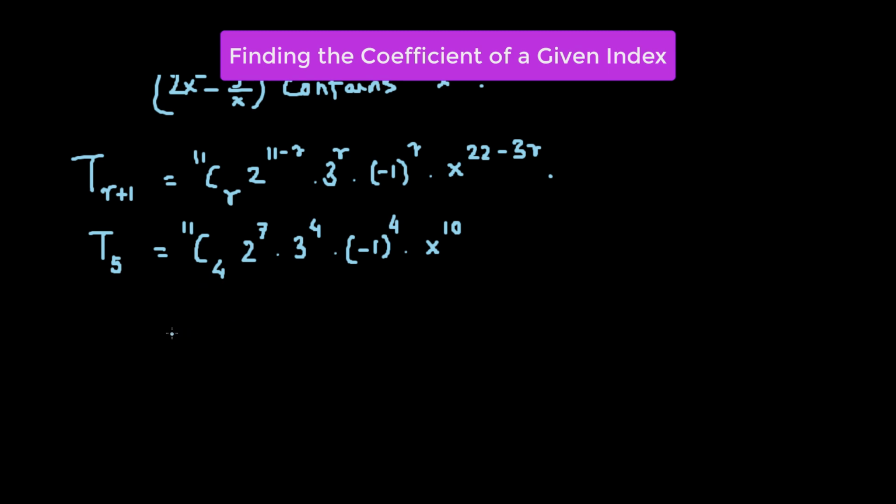Now we compute the coefficient. So 11c4, when we compute the value, we get 330 times 2 to the 7 times 81, and the negative 1 raised to the power of 4 is positive 1, times x raised to the power of 10. So we are asked to find out the coefficient of x raised to the power of 10. So this is the value.